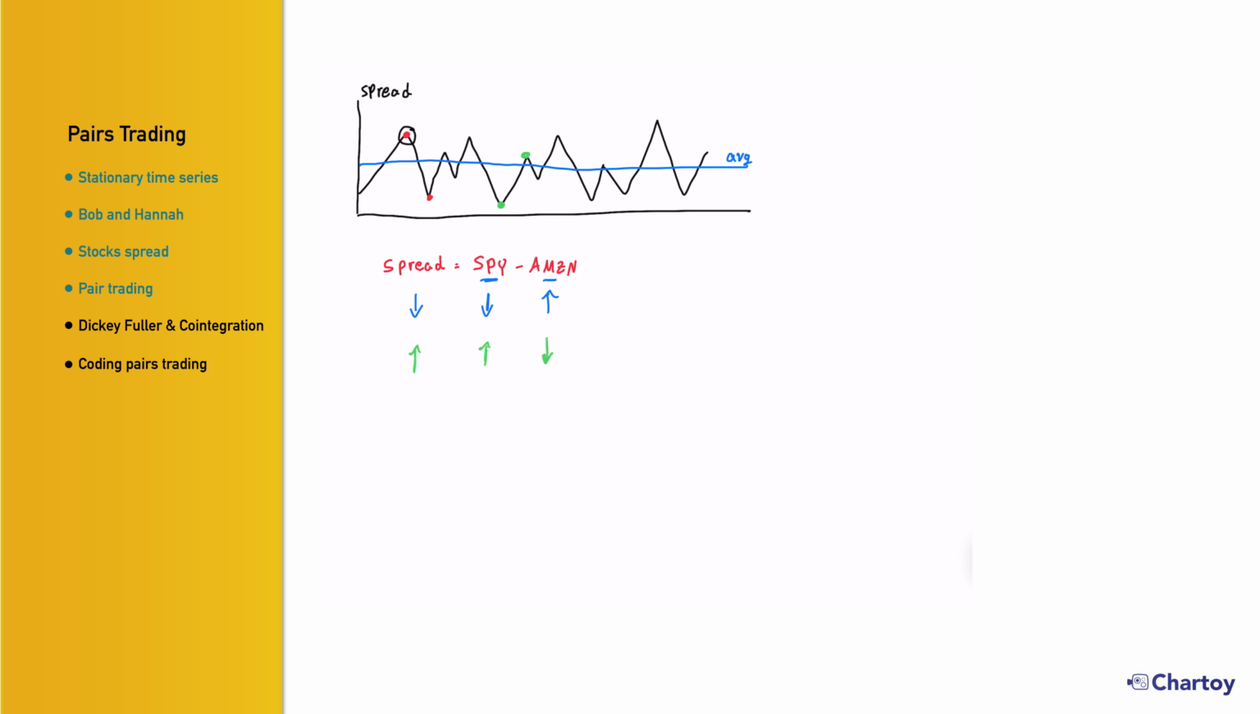Looking at the first point, the first example, we expected the spread to go down. So we expected SPY to go down, right? So we're going to sell SPY. And we also expected AMZN to go up, so we will buy AMZN, right? And if we look at the other example here, it was too low, so we expected the spread to go up. That means SPY should go up, so we will buy SPY and, of course, sell AMZN because we expected it to go down.